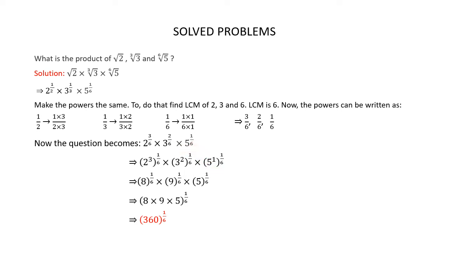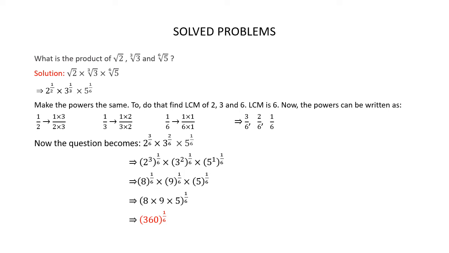So now you have 2 cubed raised to the power 1 by 6 multiplied by 3 squared raised to the power 1 by 6 multiplied by 5 raised to the power 1 by 6. 2 cubed is 8, 3 squared is 9. So now you have 8 raised to the power 1 by 6 multiplied by 9 raised to the power 1 by 6 multiplied by 5 raised to the power 1 by 6.